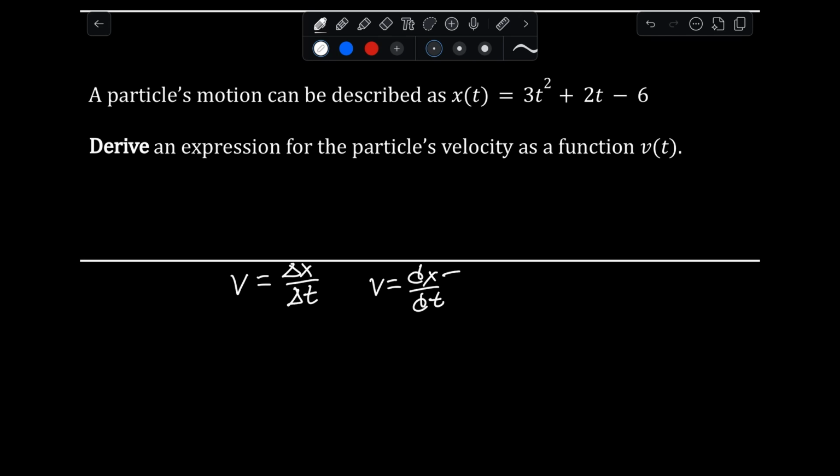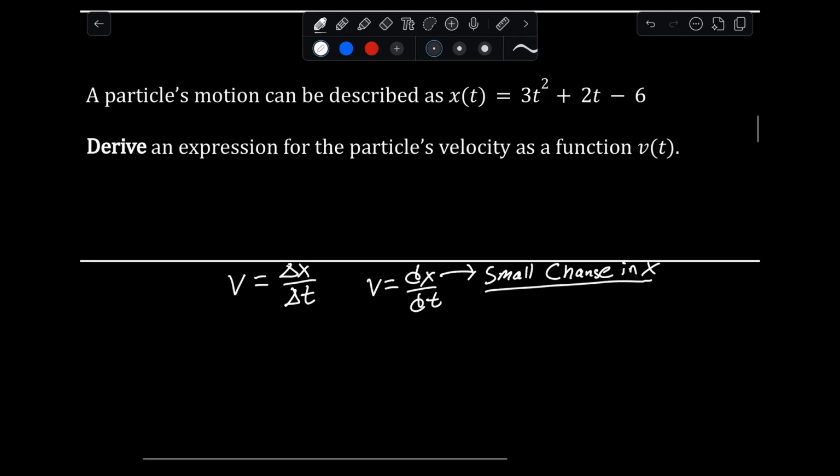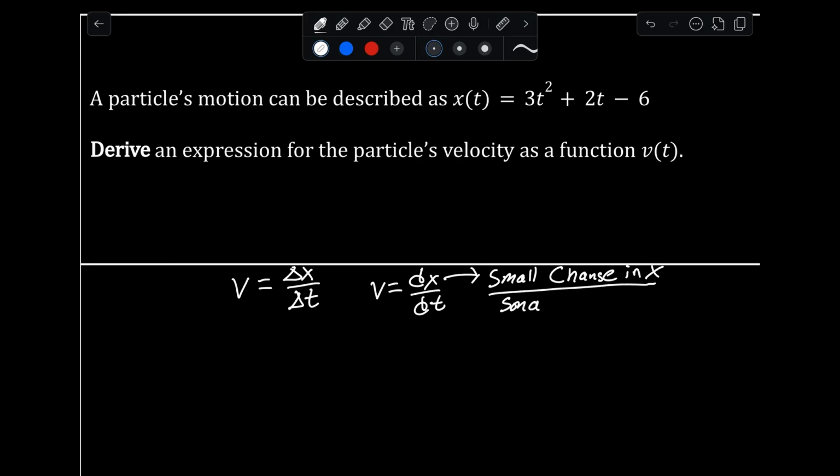So what this dx represents is a really small change in your x over a corresponding small change in time, right? So we're not looking at average velocity over an interval anymore. We're looking at the change at that moment, right? How fast is the particle moving at that moment, right?